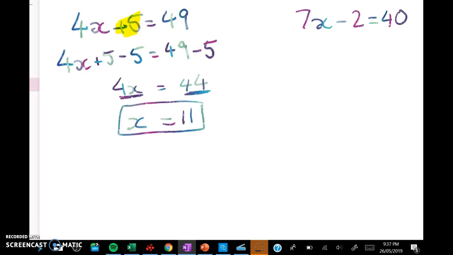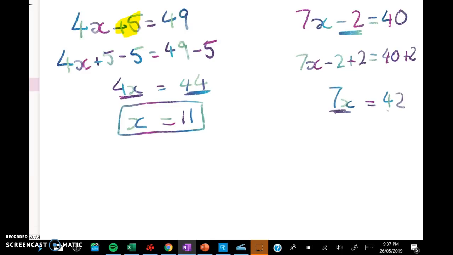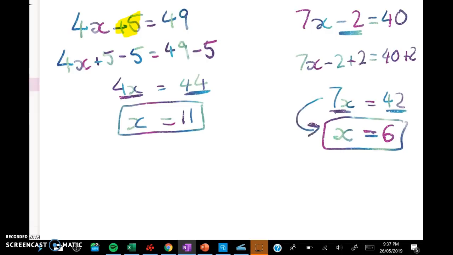Turning to the 7x minus 2 equals 40, I'm going to add 2 to both sides. 7x, take away 2 plus 2 is equal to 40 plus 2. That gives me 7x is equal to 42. 7 times the number is 42. The opposite of times is divides. So we're going to divide both sides by 7, and we get x is equal to 42 divided by 7, which is 6. So notice that I didn't write all of the division line out there. I was quite happy to go from here to here. Just have to be really clear in your head what I'm doing to both sides of the equation.